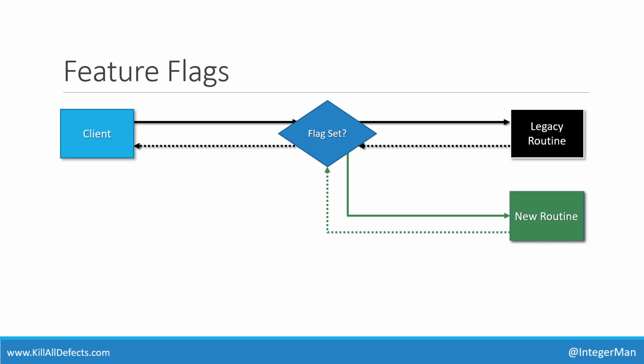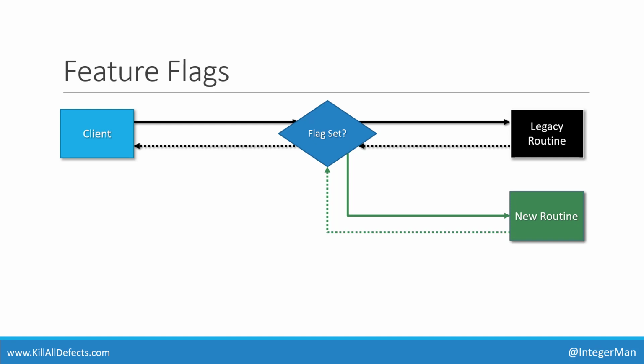The other thing about this is this does incur a testing penalty. So when you are using feature flags, you need to test with the flag off, you need to test with the flag on, and you need to test changing the flag from off to on and on to off, especially if there are database differences between the legacy routine and the new routine. If they rely on a different data model or different data tables or something like that.